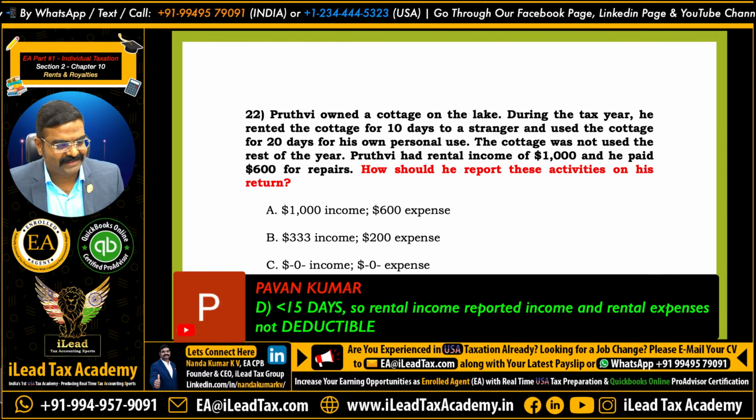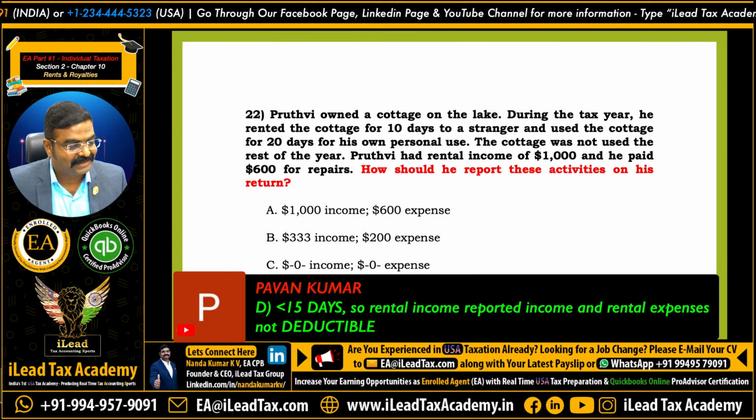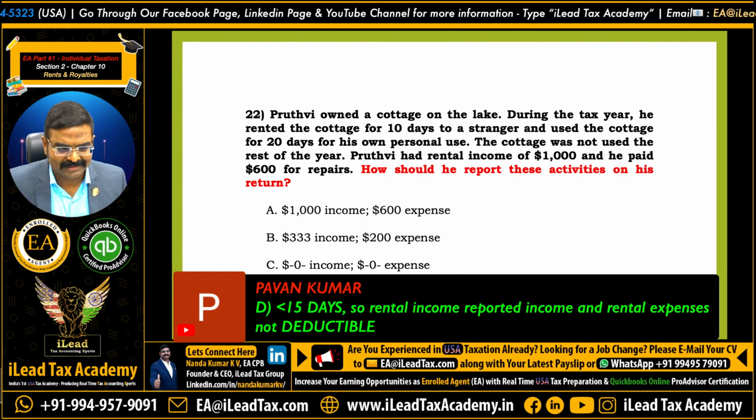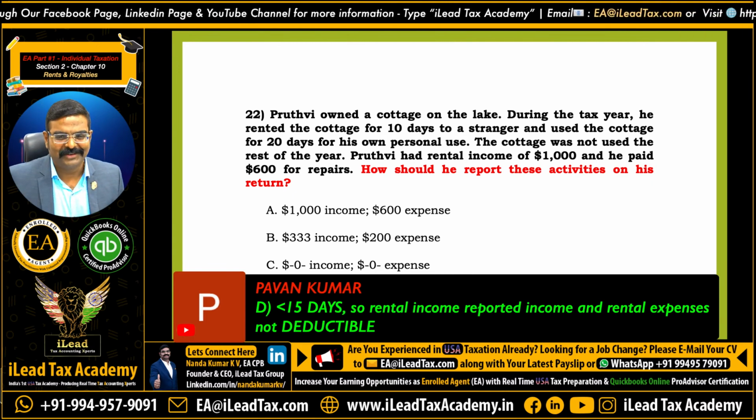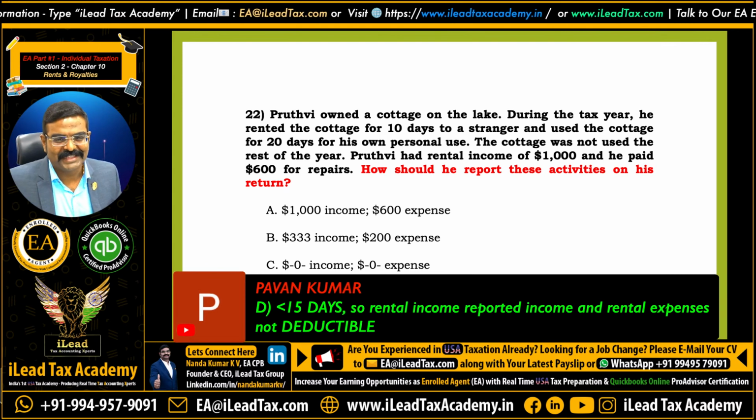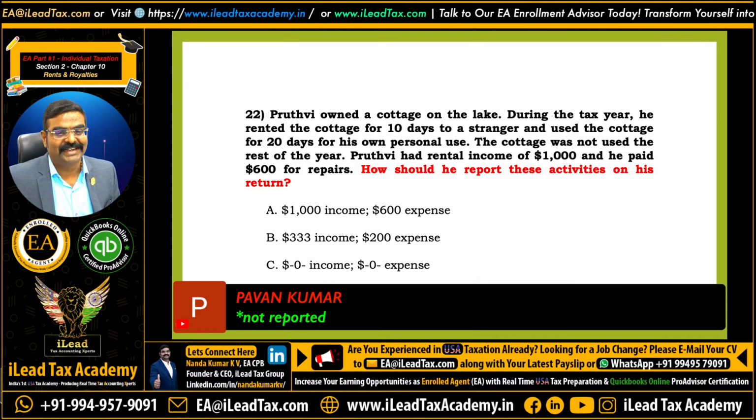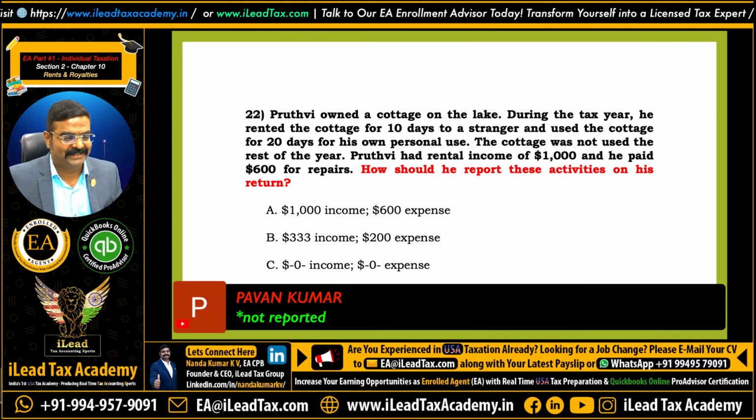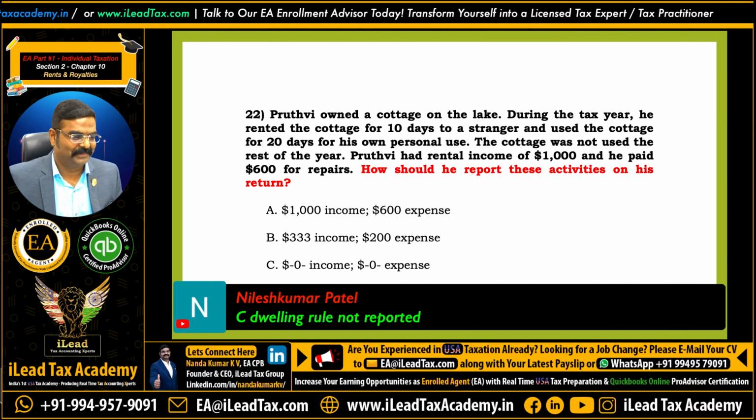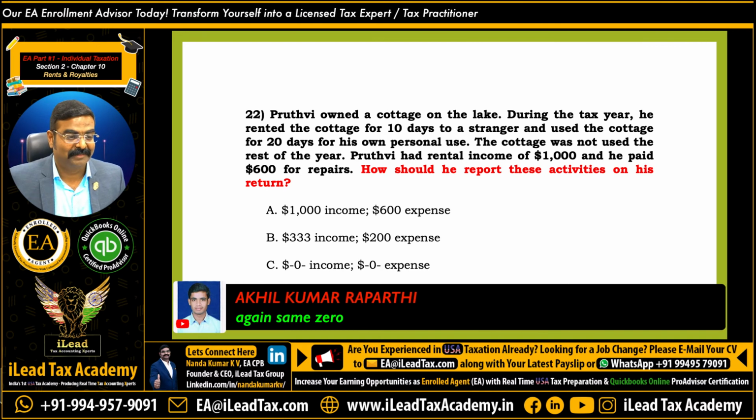Good, Pavan. 15 days. So rental income, reported income, and rental income not deductible. What did you mean to say here? Which alphabet is the right answer, Pavan? It's not D. Yeah, dwelling unit not reported. Nilesh, very good. Again same, 0, right. So mention the alphabet also, Akhil. Good, I consider it C for now.